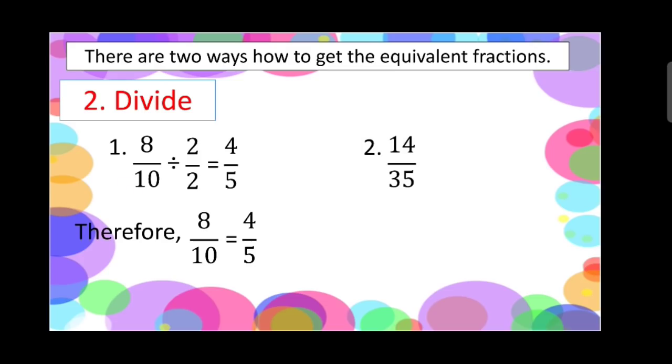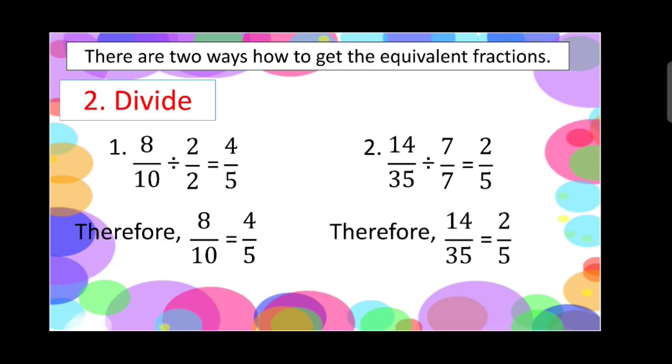Another one. We have 14 over 35. Paano natin makukuha equivalent fraction? So, dinivide ko siya by 7. So, 14 divided by 7 is equal to 2. Then, 35 divided by 7 is equal to 5. The equivalent fraction of 14 over 35 is 2 over 5. Therefore, 14 over 35 is equal to 2 over 5. Okay, so ganyan na kadali.